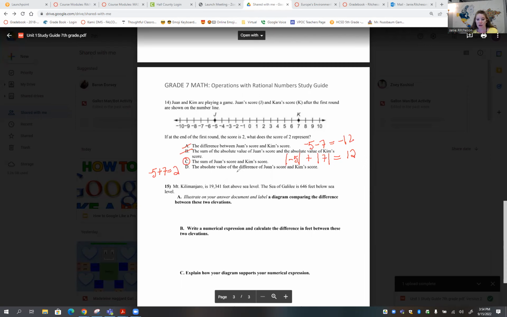The absolute value of the difference of their scores. Nope. The absolute value of one score would be +5, and the difference between that and the absolute value of 7 is going to be -2, because 5 minus 7 is -2. So C is the correct answer.